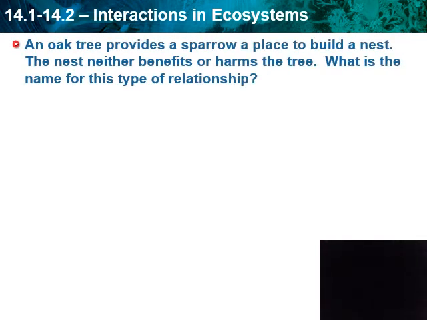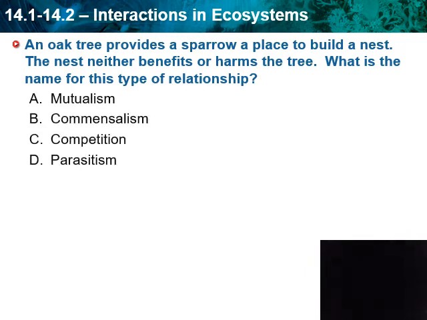An oak tree provides a sparrow a place to build a nest. The nest neither benefits nor harms the tree. What is the name for that kind of relationship? And again, think about the symbiotic relationships. Which kind is it? Well, you said commensalism because one is benefited, the other one is not harmed, but it doesn't get a benefit either.